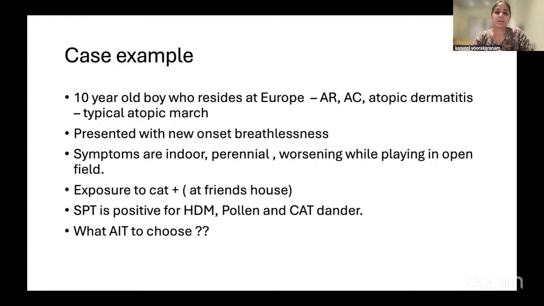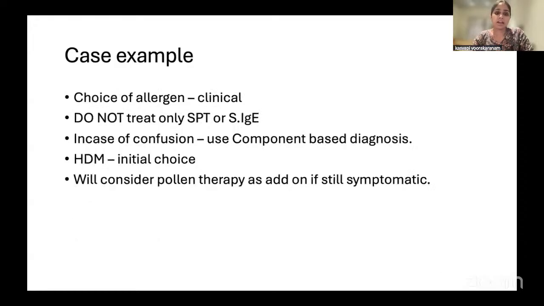What is the immunotherapy that we generally choose in this patient? Here, the choice of allergen for the immunotherapy is purely clinical. We do not treat the SPT or the specific IgE only. So in this patient, my initial choice would be house dust mite immunotherapy. Start him on a proper house dust mite immunotherapy and follow up until 6 months of duration to see if he is having any betterment of symptoms. In case he has any worsening of symptoms during the pollen exacerbation, I would still wait and think over adding on a pollen immunotherapy for this patient.